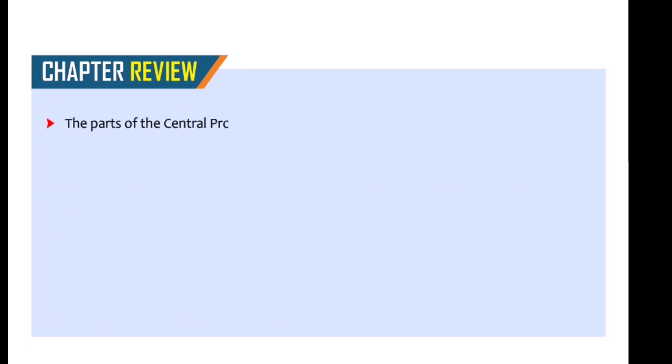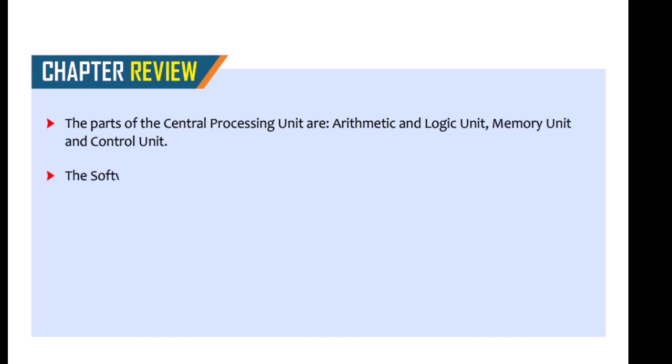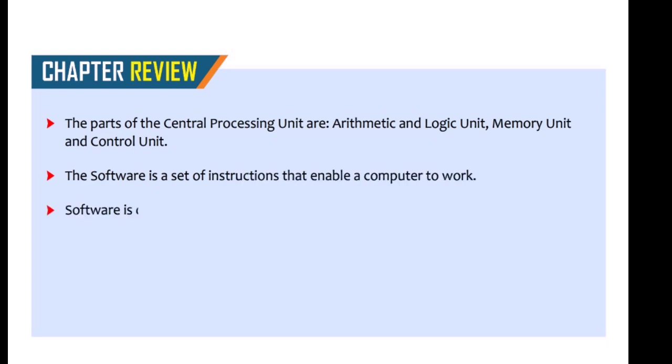The parts of the central processing unit are arithmetic and logic unit, memory unit, and control unit. The software is a set of instructions that enable a computer to work. Software is of two types: system software and application software.